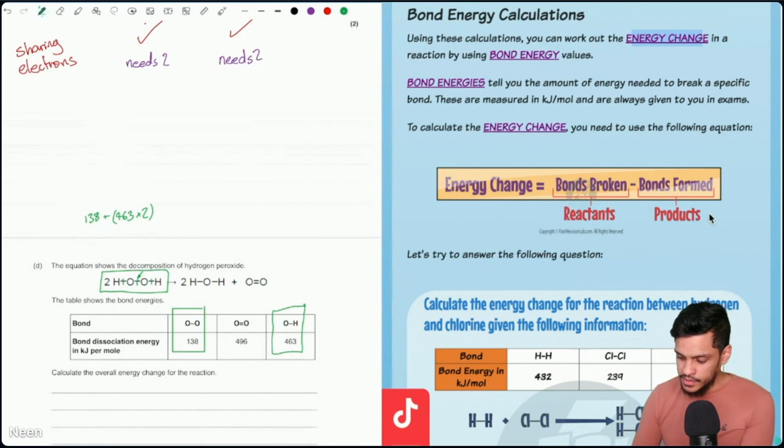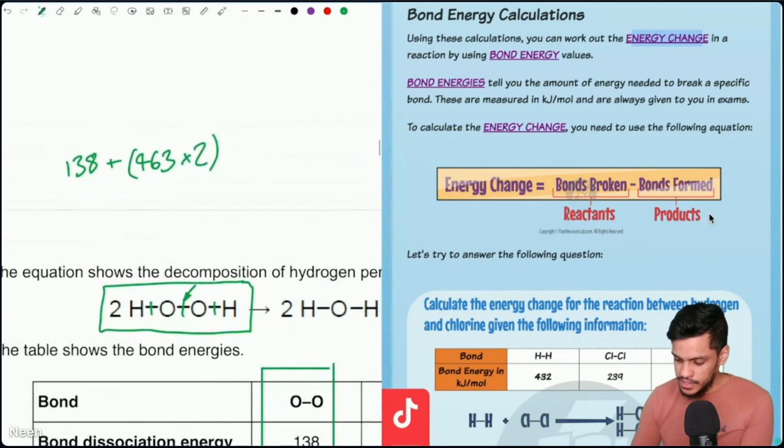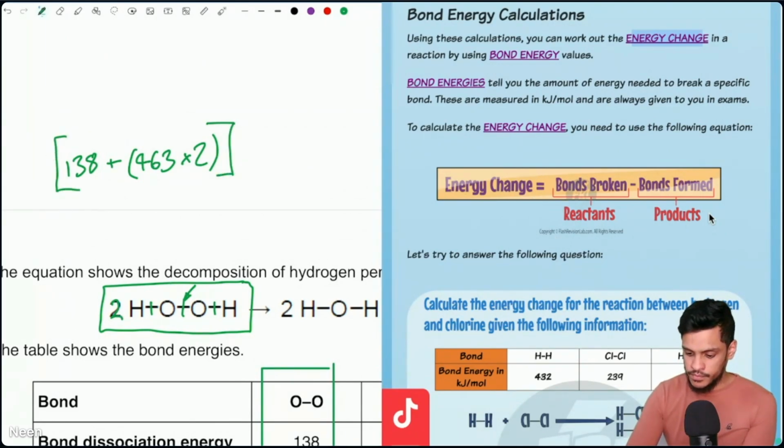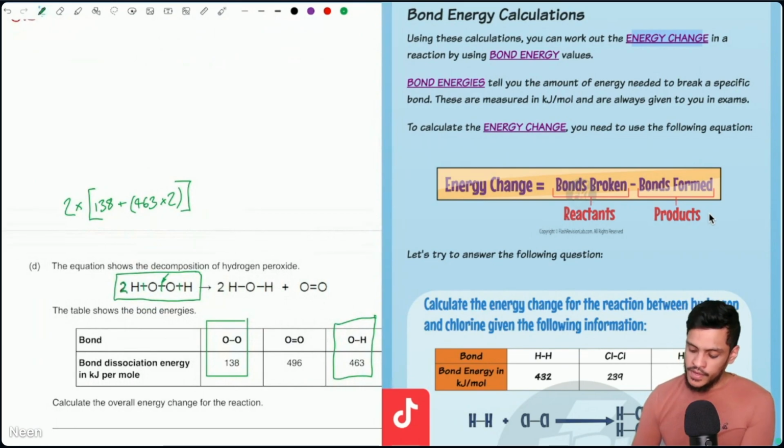So all of that is on the left side, but you also need to realize there's 2 of everything. So all of this is multiplied by 2. So 2 times all of that. That's now all of the reactant side done. Now we can look at the product side.